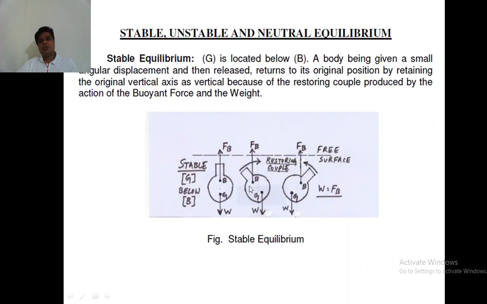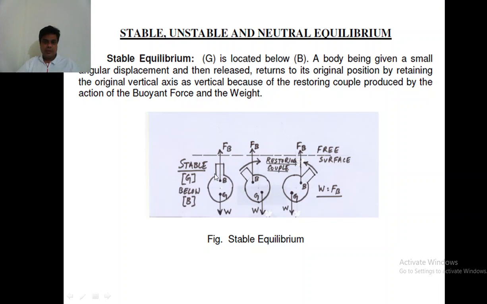We want the object to be in equilibrium. In equilibrium we have three types: stable, unstable and neutral equilibrium. So here we have an object. Suppose this is the free surface of the fluid, and the object is inside the fluid. Just assume a balloon with some weight in the air, or you can assume some object inside the water. This is the free surface and this is the object inside the fluid.